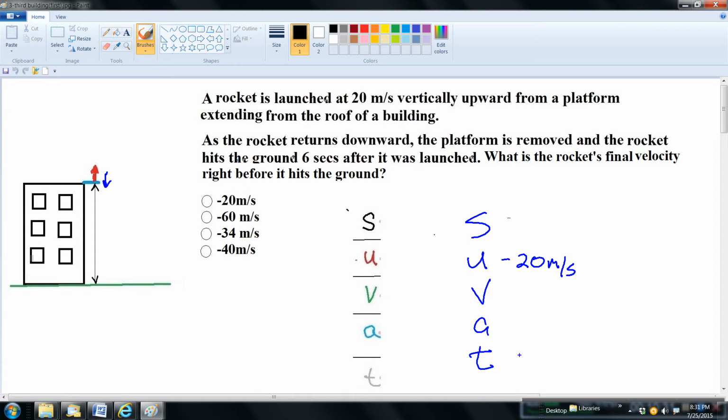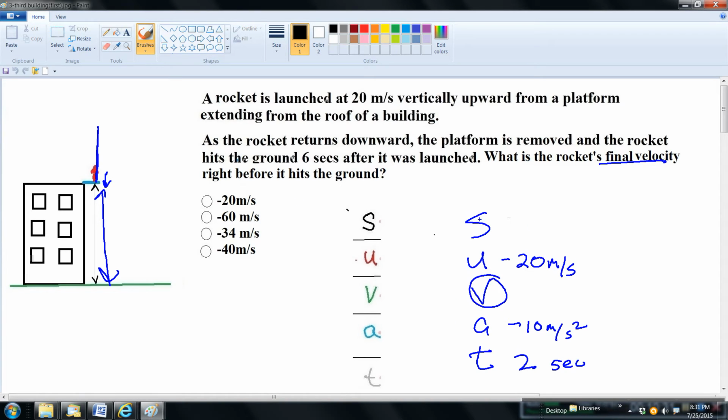Our time is going to be 2 seconds because it went up 2 and came down 2, and we have 2 more seconds between there and there. So that's going to be the 2 seconds. Then we've got minus 10 meters per second squared. And what are we looking for? We're looking for the same thing as before, final velocity.